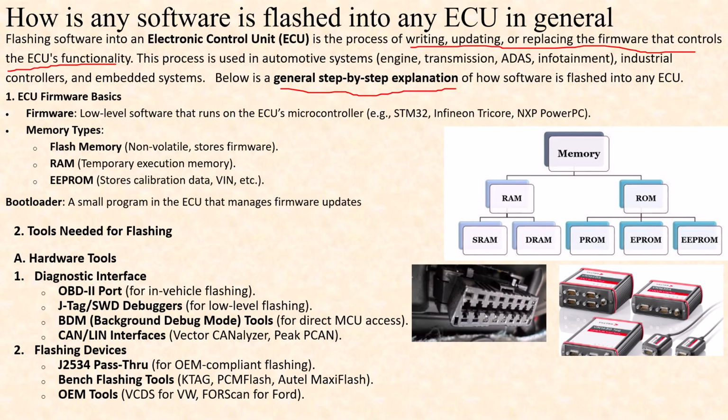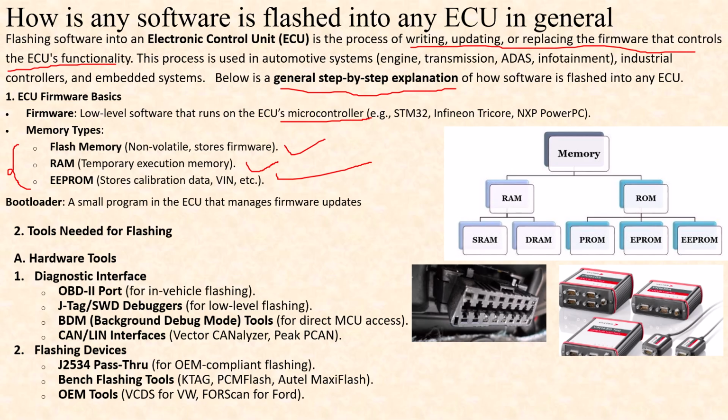Firmware is low-level software that runs on the ECU's microcontroller, for example STM32, Infineon Tricore, or NXP PowerPC. These are all various types of ECU microcontrollers. What are the various memory types in the ECU? It can be flash memory, RAM, which is temporary execution memory, or EEPROM. All these memories have their own individual purposes. Next is the bootloader, a small program in the ECU that manages firmware updates.